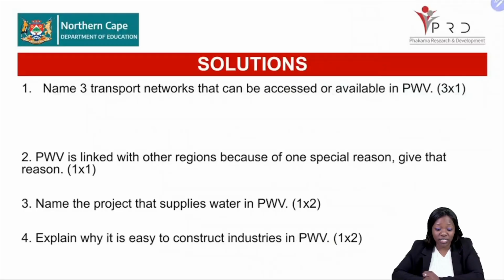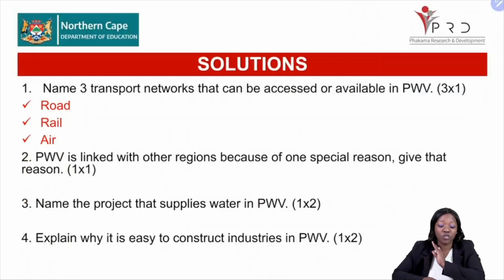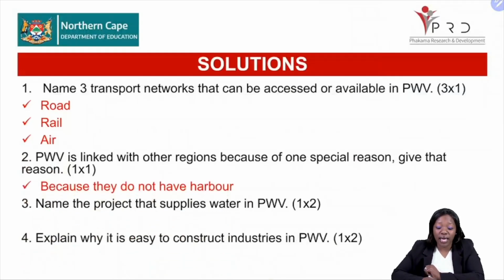Looking at our first question, we are supposed to name the 3 transport networks. We're talking about the road, the rail, as well as the air. Then PWV is linked with the other regions because of one specific reason. It's because they do not have a harbor. So therefore, they depend on the 3 regions to be able to transport or export internationally. Then number 3, you name the project that supplies water in PWV. We call it the TUVA project.